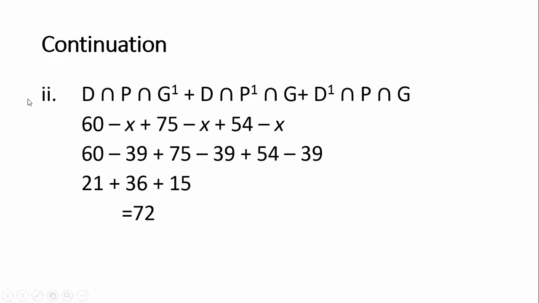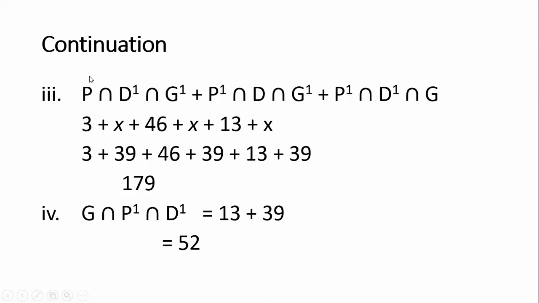The next question says, how many people read at least two of the papers? People that read the Daily Times and the Punch, 60 minus x. Daily Times and Guardian, 75 minus x. Punch and Guardian, 54 minus x. So substitute 39 for x. 60 minus 39, 21. 75 minus 39, 36. 54 minus 39, 15. Addition of that will give us 72. So 72 people read exactly two of the papers.